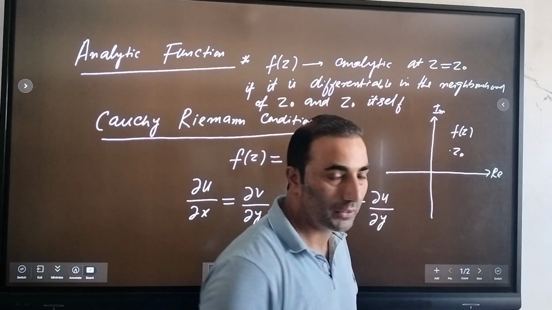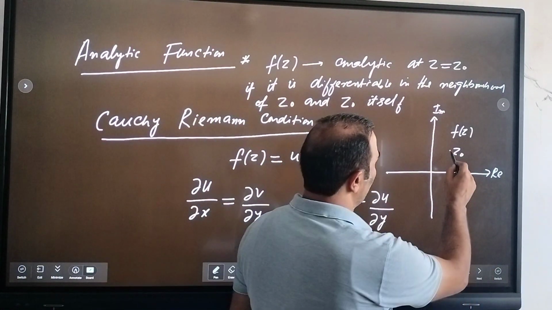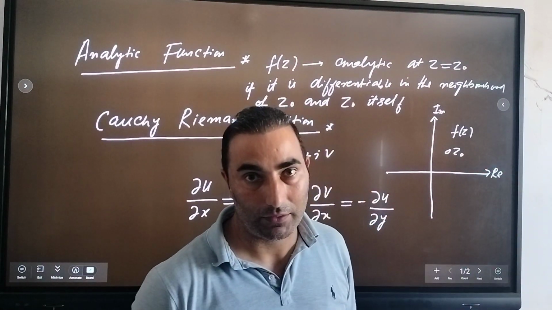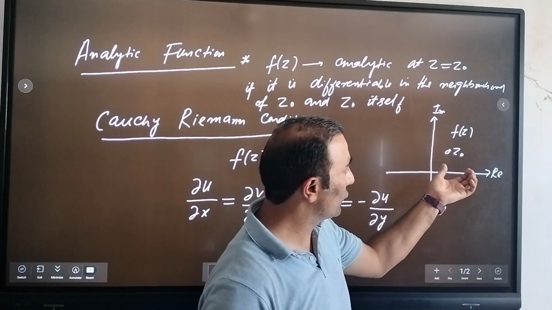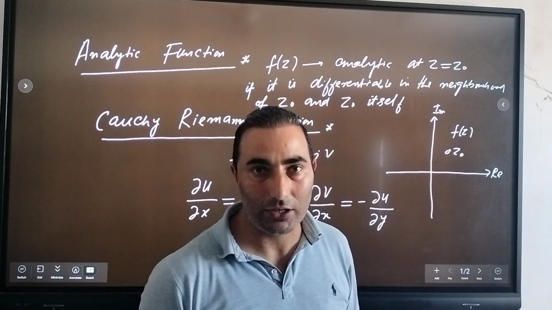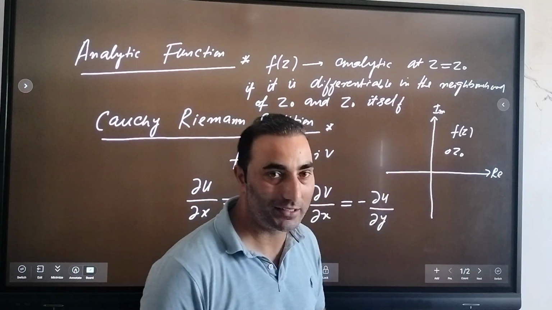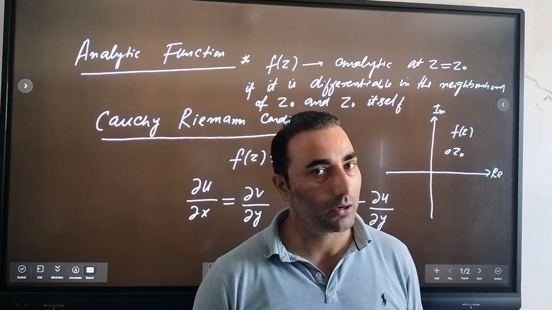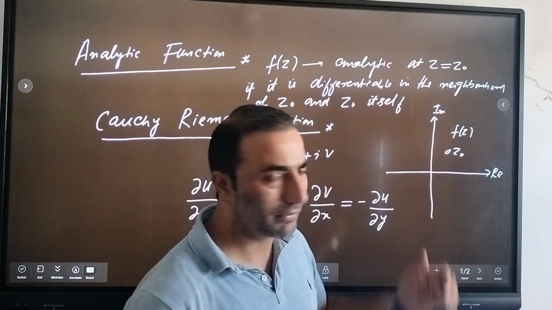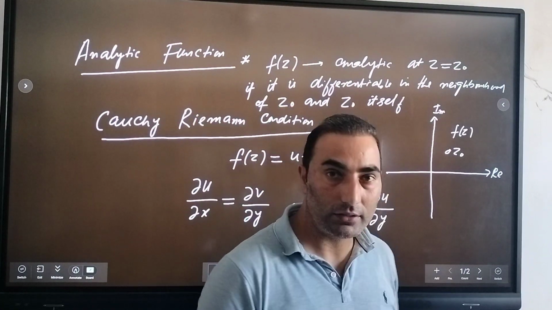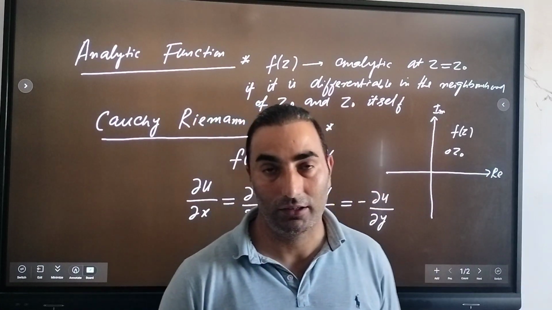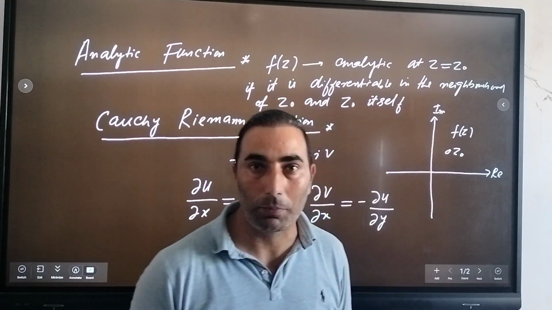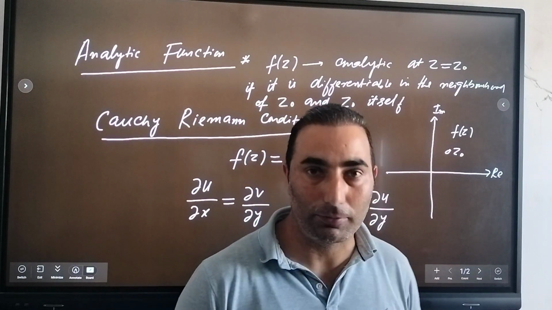If in the neighborhood of this point z naught the function is differentiable, and it is also differentiable at z naught itself, then that complex function can be called an analytic function, right? You are familiar with this, because I will mainly focus on problems related to these topics. This is basically how we define an analytic function.